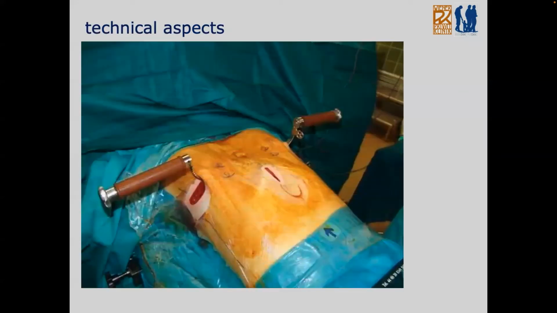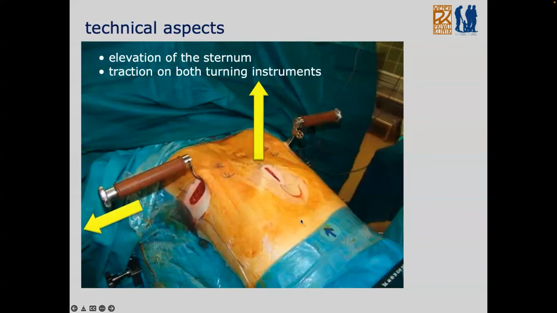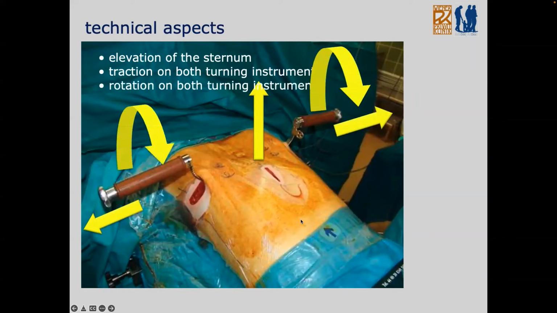Some technical aspects. You see here the individual C-shaped implant already in the position to be turned. The sternum must be lifted to reduce the pressure on the metal implant. Traction on both instruments during rotation for positioning the ends in the prepared muscle pouch.